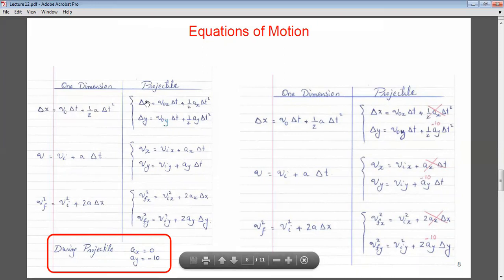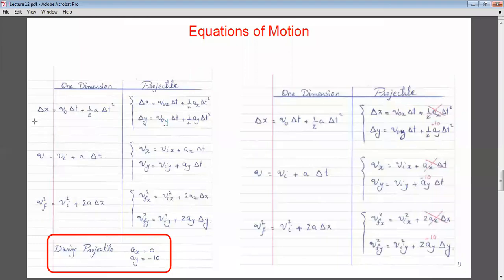So delta x will become delta x and delta y. V will be Vx and Vy. Vf will be Vfx and Vfy. Okay? Now, instead of V0, it will be V0x. Instead of A, it will be AX. Now, let me focus one by one. Let's say we are talking about delta x, okay? So delta x will be V0x delta t plus half AX delta t squared.